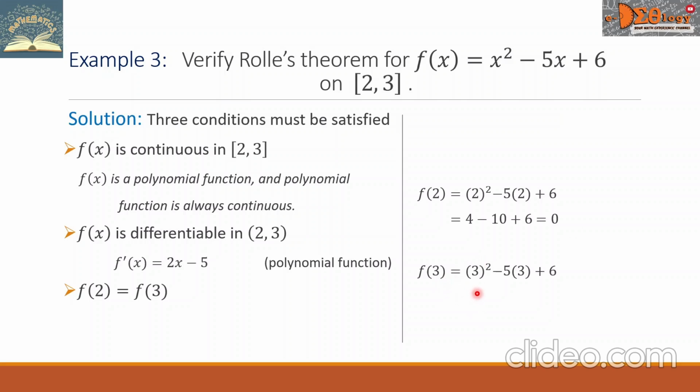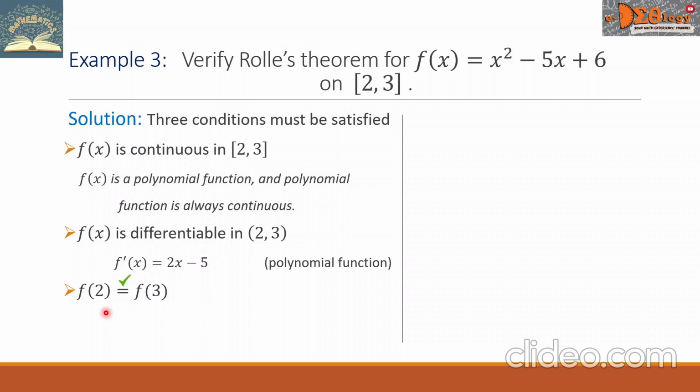Then we simplify. 3 squared is 9. Negative 5 times 3 is negative 15. Then plus 6. So finally, when we simplify, the value is 0. So f of 3 is 0 and f of 2 is 0. Therefore, f of 2 equals f of 3. So, this condition is also satisfied.